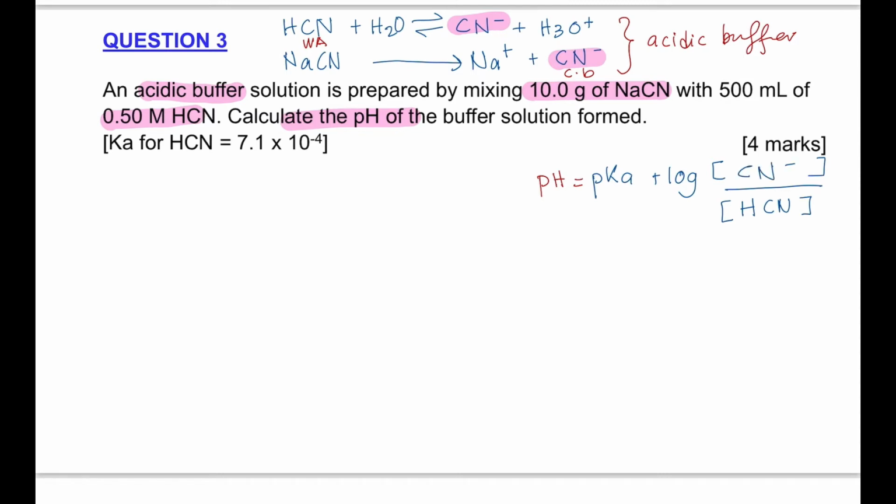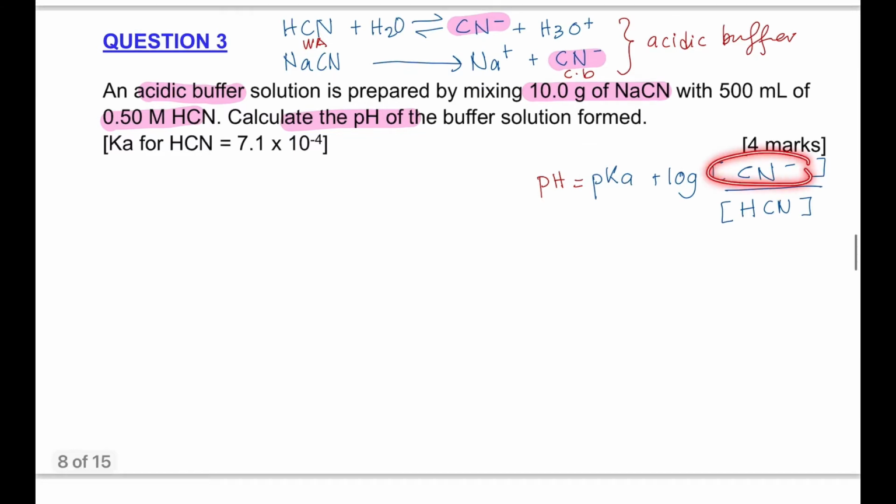Now, when we need to find the pH for this buffer solution, do we have the concentration of CN minus? We don't have. And do we have the concentration of the HCN? Of course we have, because it's given in the question. So now the missing item here is the concentration of the CN minus.